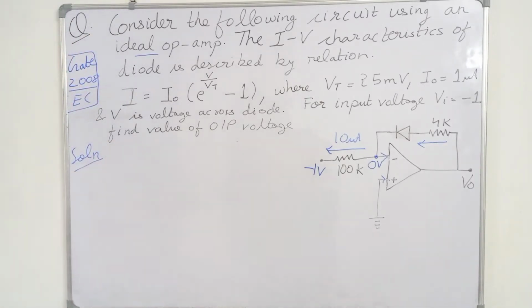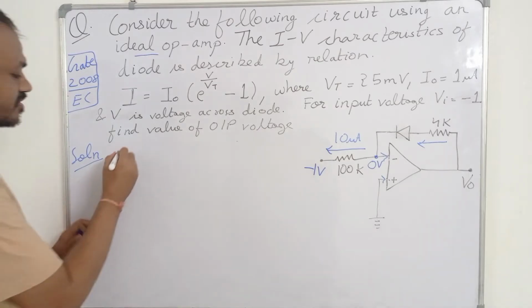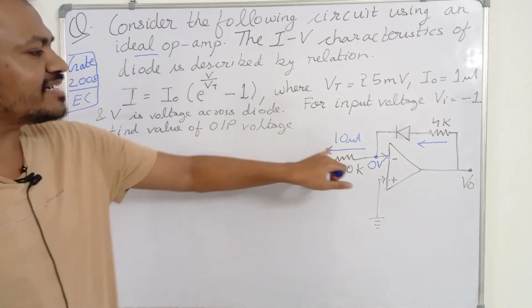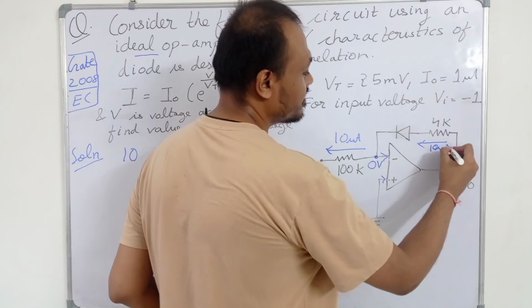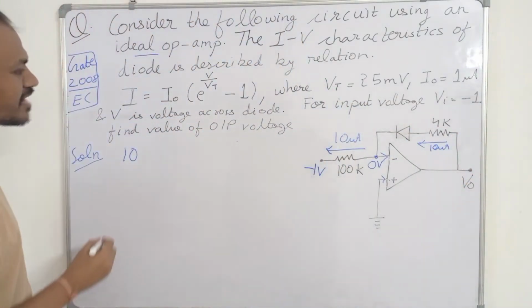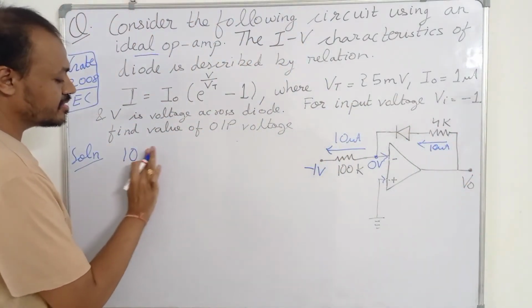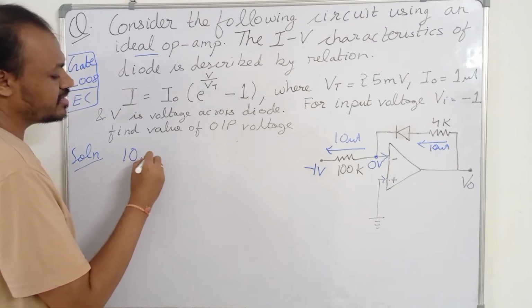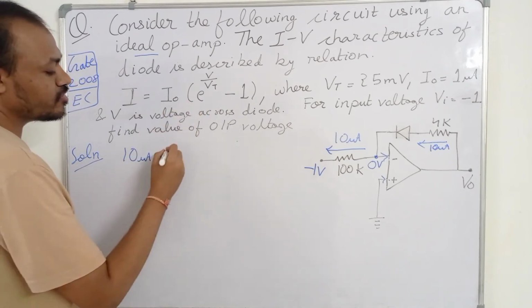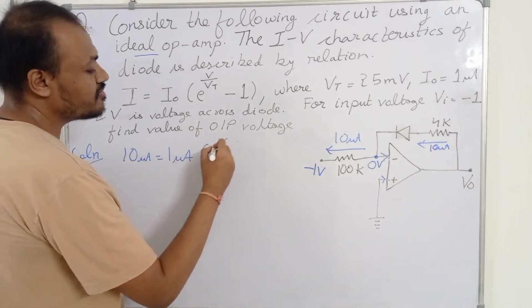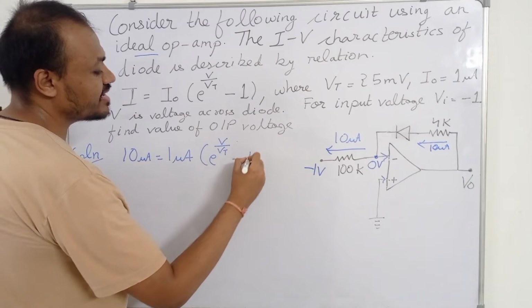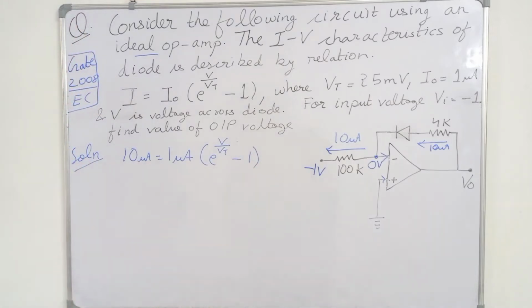Now we are given the equation for the diode current, so we can put that here. Because the same current, 10 microampere, is also flowing in the diode, writing the equation for diode current: 10 microampere, I naught we are given as 1 microampere, equal to 1 microampere into e to the power V upon Vt minus 1.